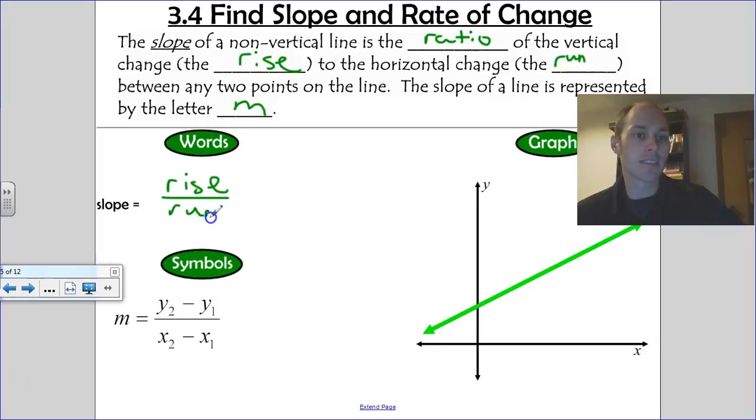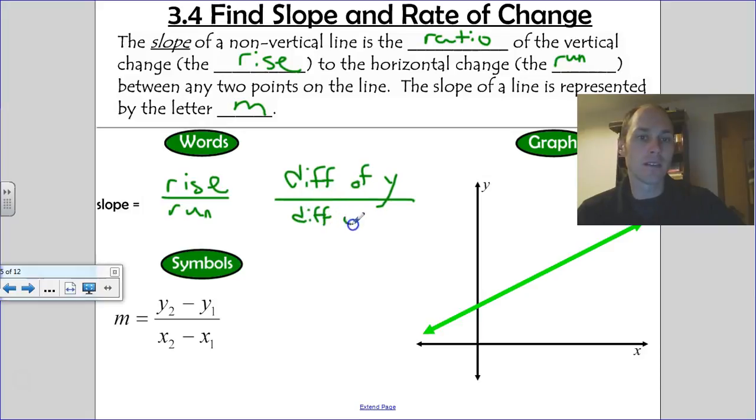We can also think of it as the difference of the y and the difference of the x. So we can write that here. And that's how we can remember it in words. Symbols, we talk about m because that's what we refer to as slope. Slope is m equals y2 minus y1 over x2 minus x1. That just means basically difference of the y and difference of the x's. So we're subtracting the y values, subtracting the x values, the 2's and the 1's.